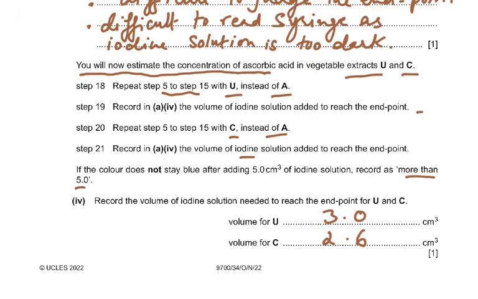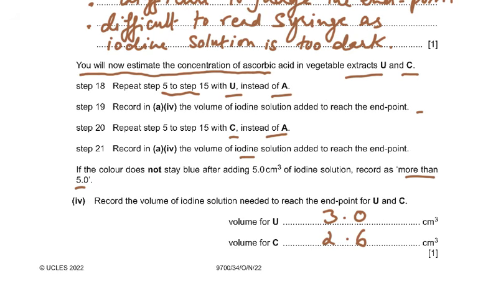Now, you could do anything. I'm not saying this is the correct answer. Basically, U has got to be more than C. Why? Because C, you've cooked it, so the ascorbic acid is lost when you cook it. So the ascorbic acid decreases when you cook the vegetable extract. So record the volume for U and C, and U is greater than C. That was the important thing that you had to think.